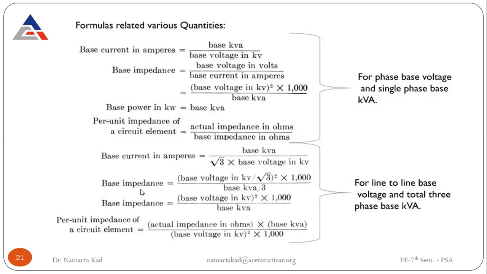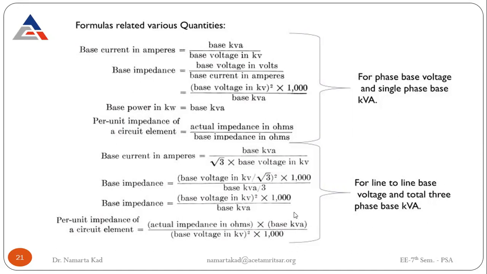And base impedance, simply putting in the formula as we did here, comes out to be base voltage in kV divided by root 3, whole square, into 1000, divided by base kVA by 3. Next, base impedance is the base voltage in kV square divided by base kVA into 1000. So the per unit impedance of a circuit element is the actual impedance in ohms into the base kVA divided by the base voltage square into 1000.